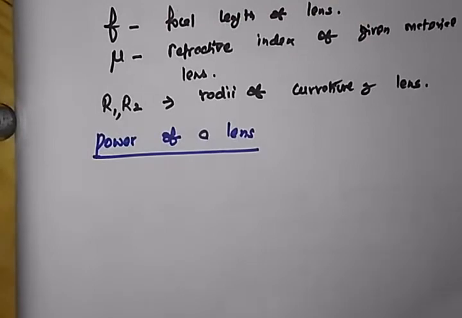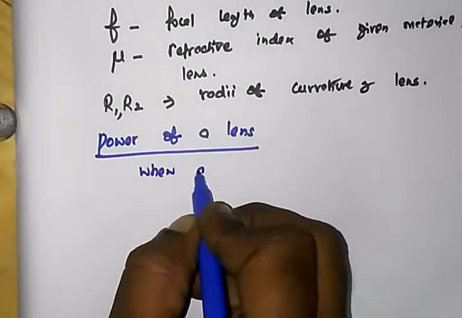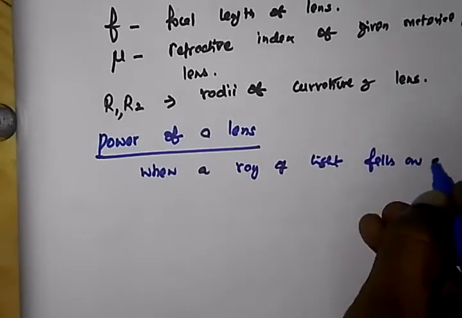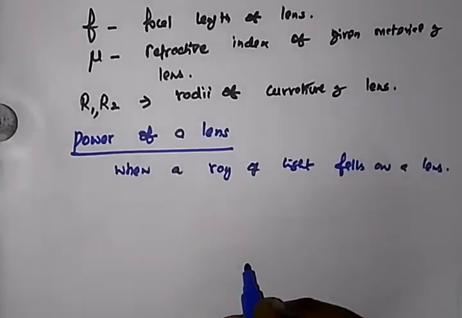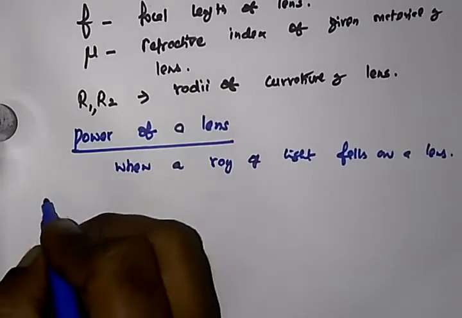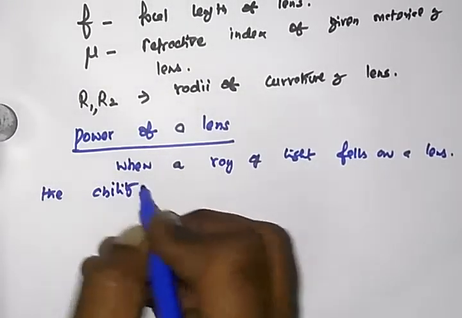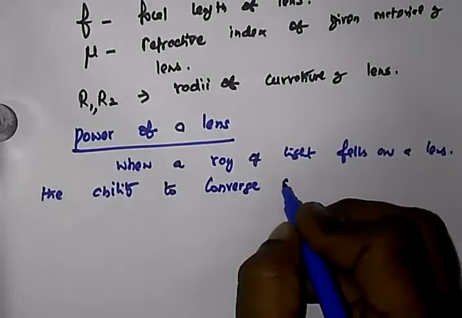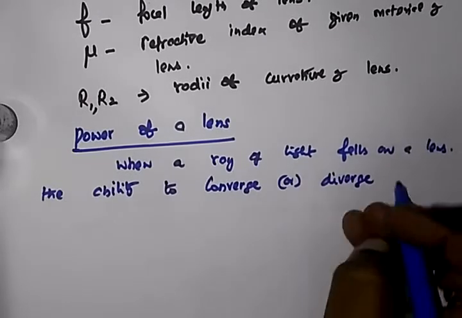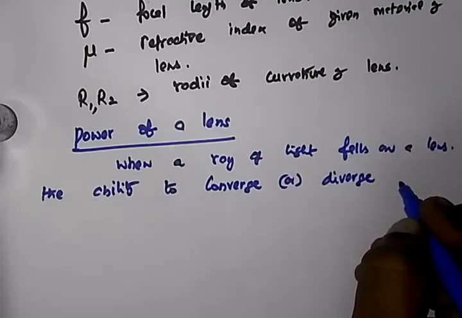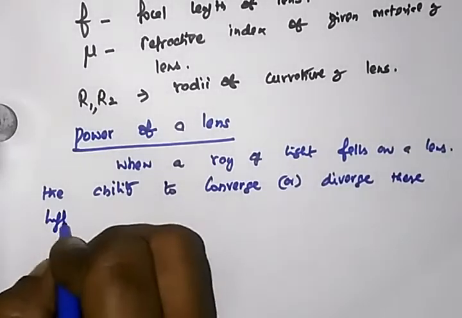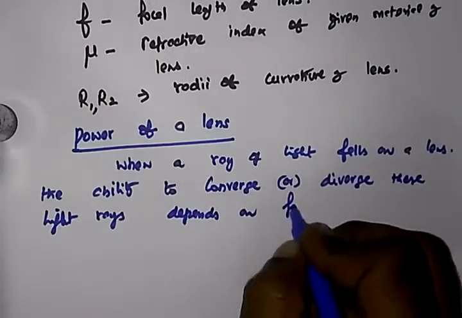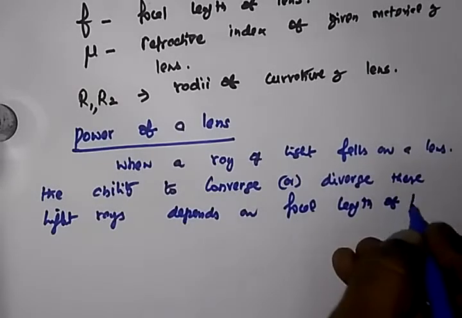So when a ray of light falls on a lens, the ability to converge or diverge. Converge is what a convex lens does, and diverge is what a concave lens does. This ability of the light rays depends on the focal length of the lens.